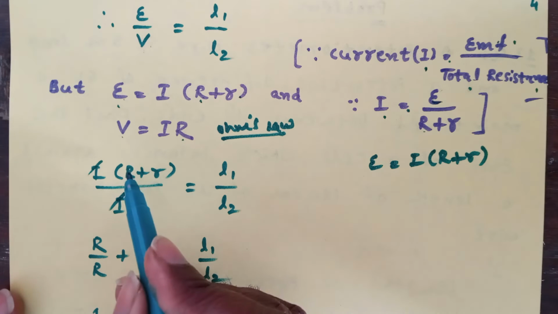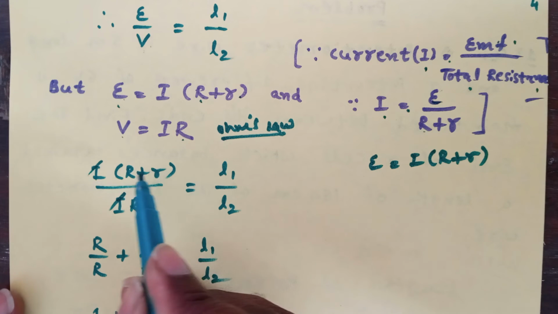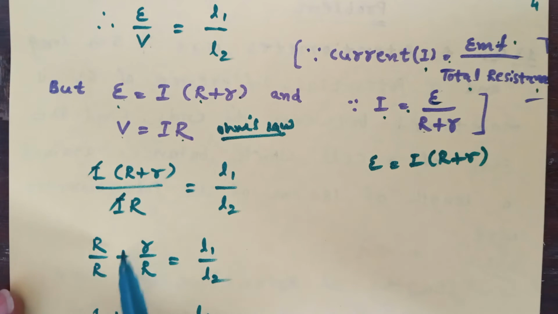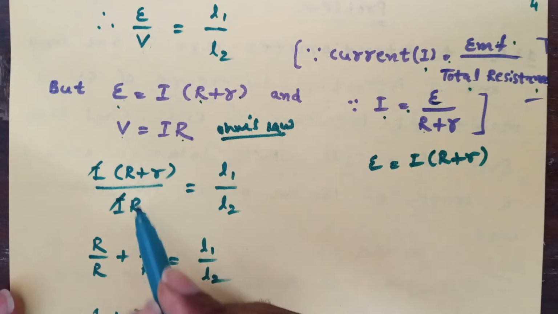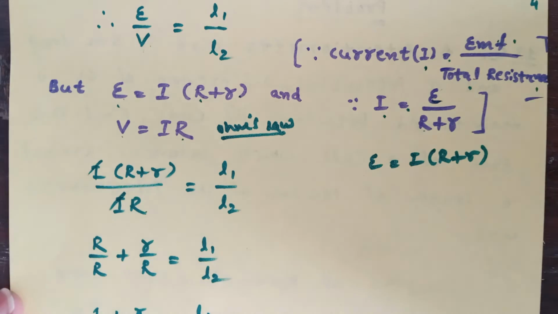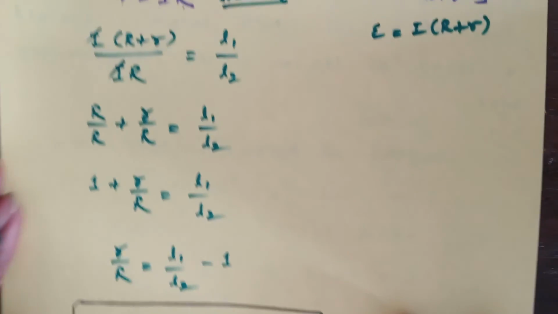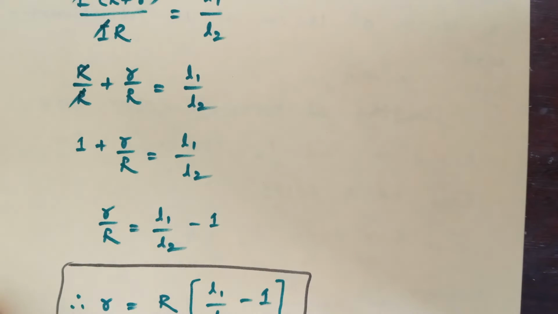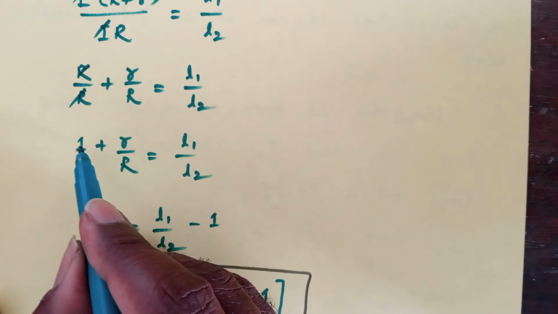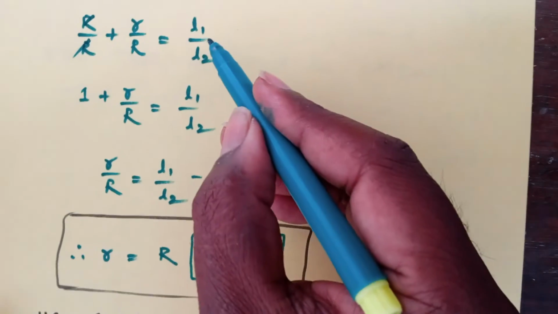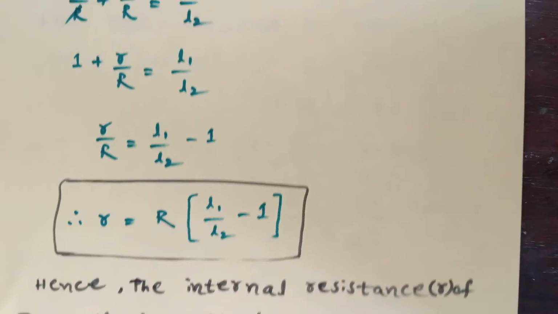Now in the denominator, divide R with the two terms. First one is capital R by capital R, plus small r by capital R, equal to L1 by L2. Now capital R gets cancelled, so 1 by 1 means 1 plus small r by capital R is equal to L1 by L2.